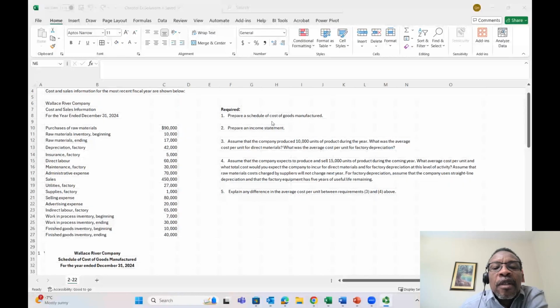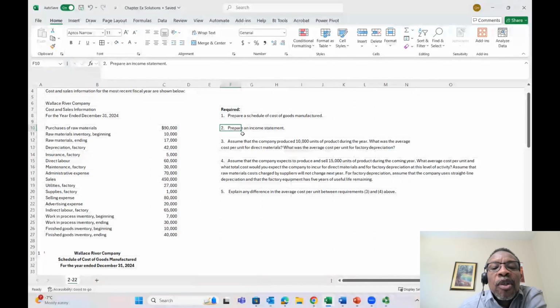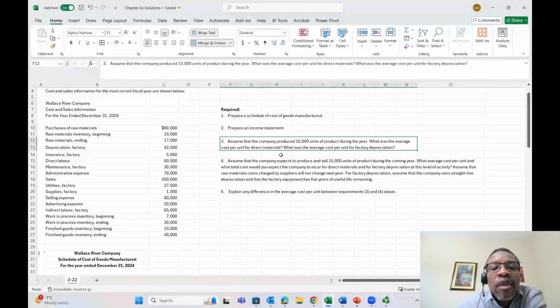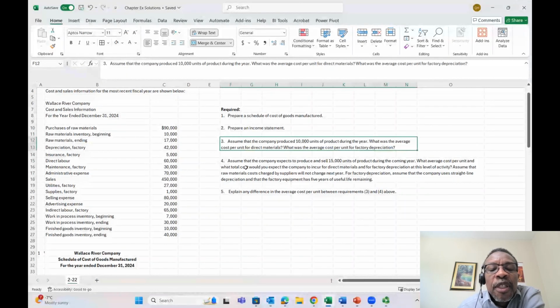All right, so what it asks us to do? To prepare for number one, a schedule of cost of goods manufactured. Then number two, prepare an income statement. Number three, assume that the company produced 10,000 units of goods during the year. What was the average cost per unit for direct materials? What was the average cost per unit for the factory depreciation?